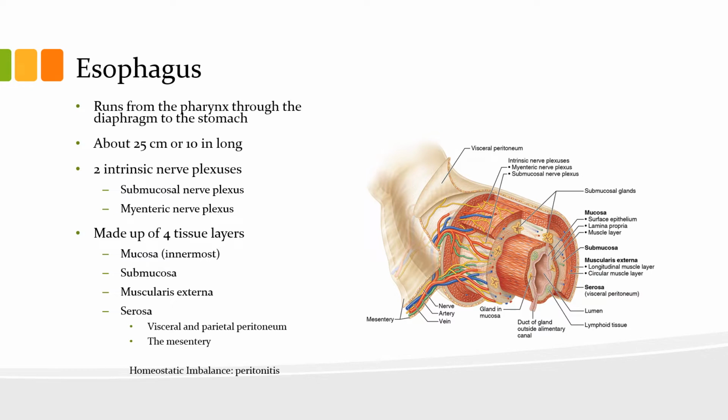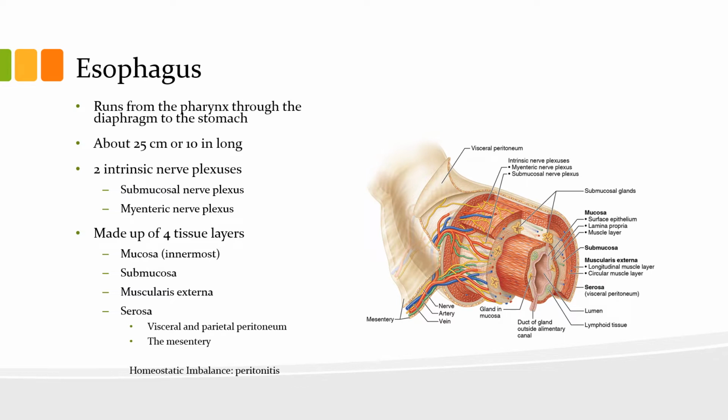The alimentary canal wall contains two important intrinsic nerve plexuses, the submucosal nerve plexus and the myenteric nerve plexus. These networks of nerve fibers are actually part of the autonomic nervous system, and they help regulate the motility and secretory activity of the GI tract organs.